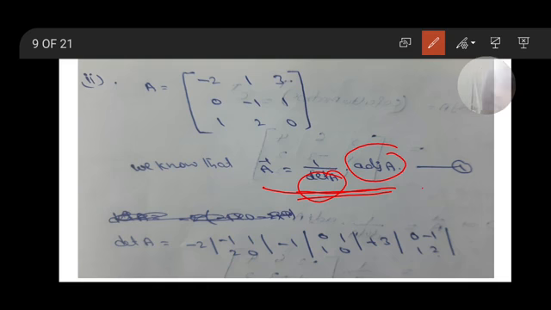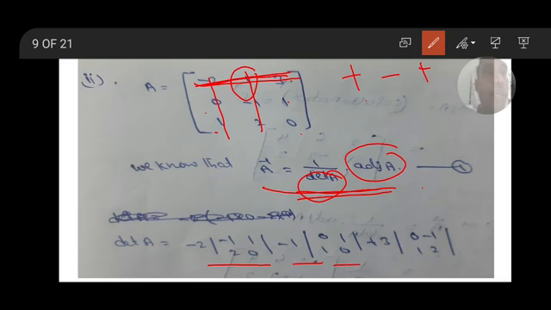What is det A? I am taking the first row, with signs plus, minus, plus. So minus 2 into its minor, with its row and column removed: minus 1, 1, 2, 0. And minus 1 into its minor: 0, 1, 1, 0. Next plus 3 into its minor: 0, minus 1, 1, 2. So multiplication, AD minus BC.